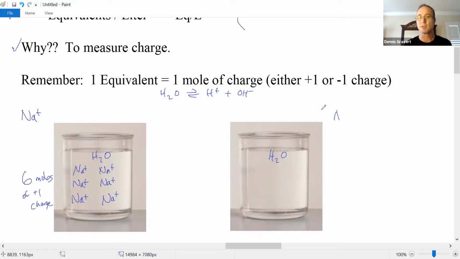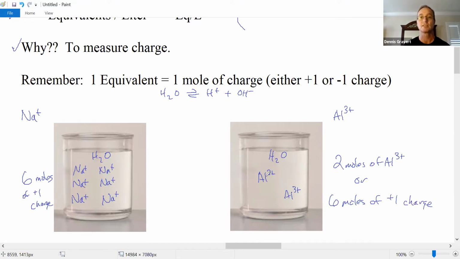And over here, let's add some aluminum ions. Maybe it's also aluminum chloride, or we're going to ignore the chlorine. And let's only dump in 2 of these. So there's 2 moles of Al3+ ions. But which of these beakers has more positive charge in it? They're equivalent. They both have 6 moles of +1 charge in there, right?